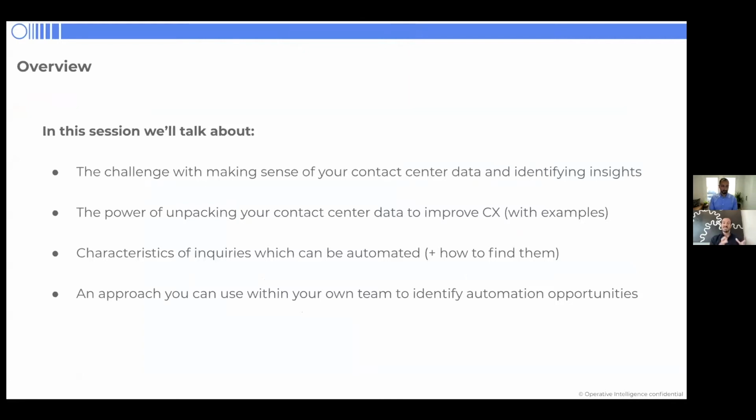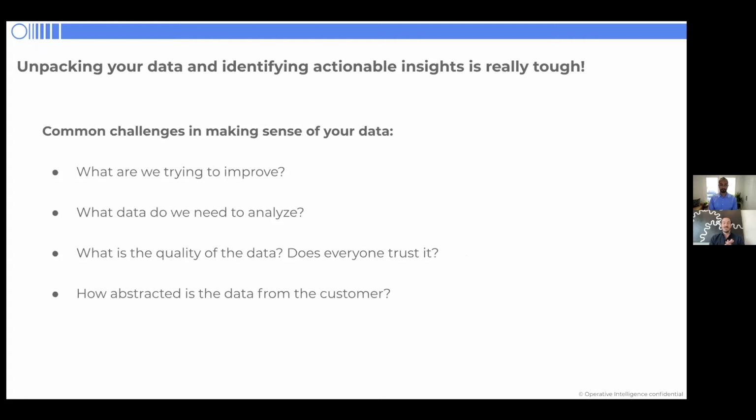We'll do a focused deep dive on the characteristics of inquiries which can be automated and how to find them within your contact center data. And lastly, we'll walk you through an action plan and a step-by-step approach that you can take back and use with your own teams to start identifying automation opportunities within your contact center data. So let's get started. The challenge.